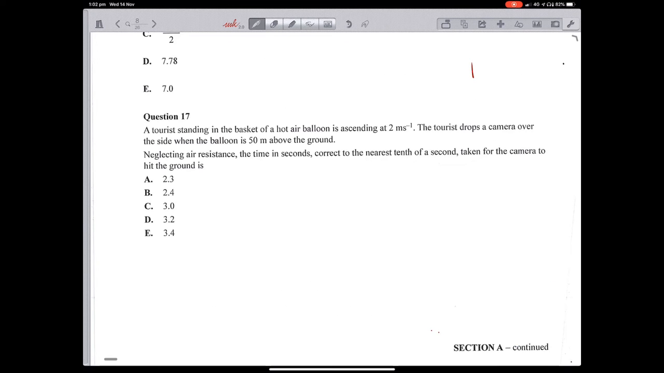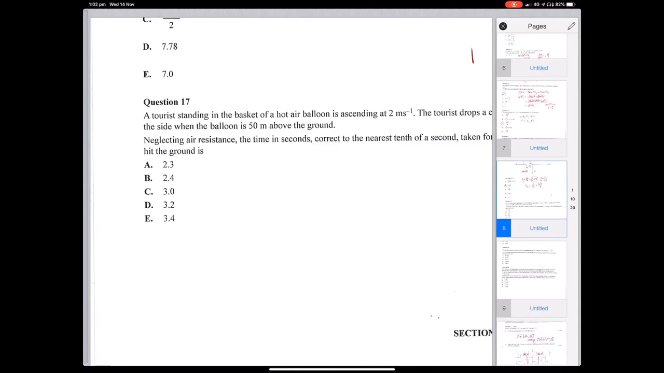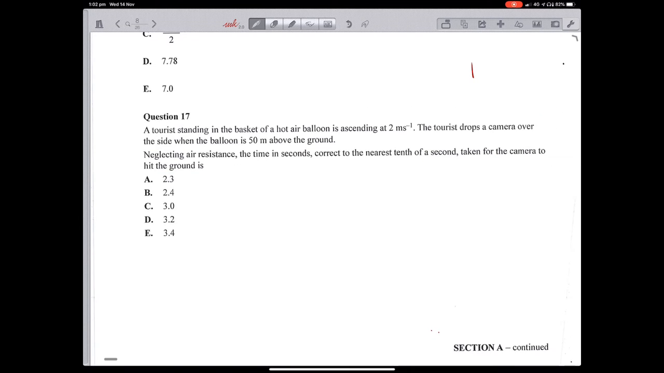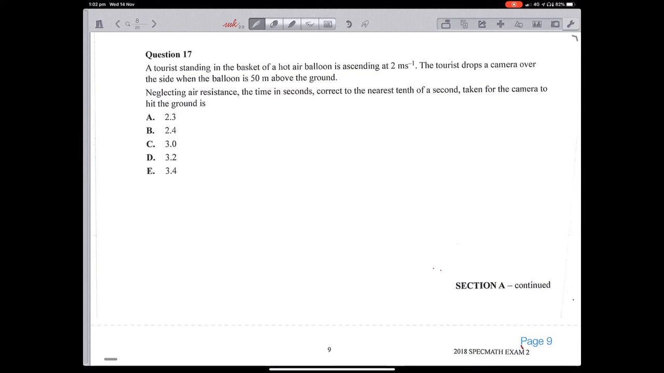Okay, a tourist standing in a hot air balloon that is ascending, going up at 2 meters a second. The tourist drops a camera over the side when the balloon is 50 meters above the ground. Neglecting air resistance, the time in seconds, correct to the nearest tenth of a second, taken for the camera to hit the ground is. Okay, so what do we know?